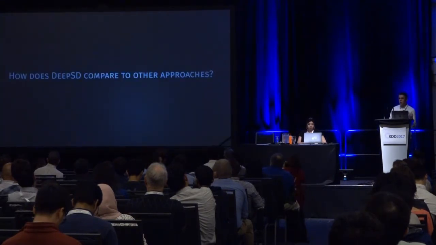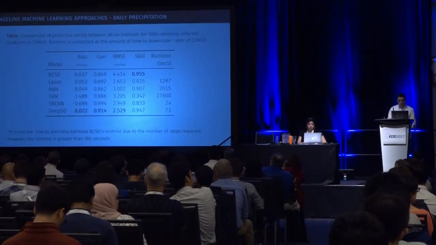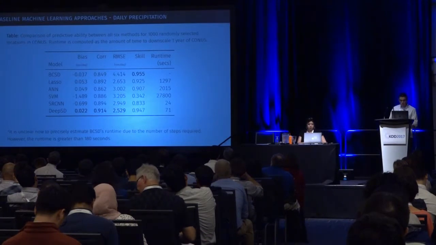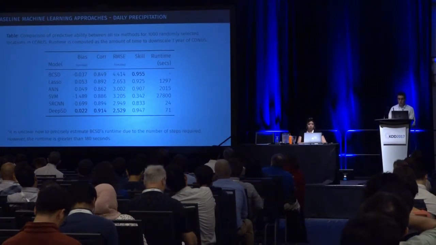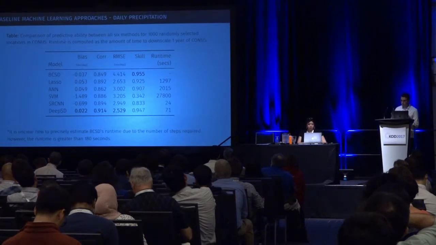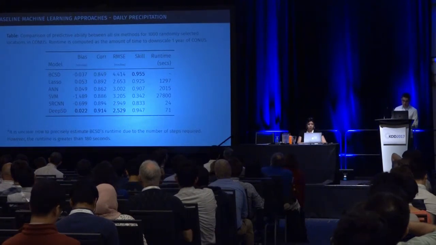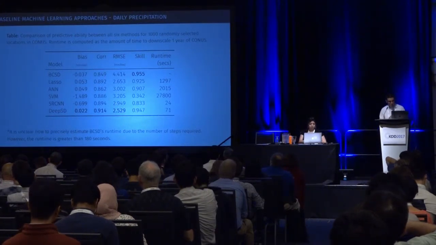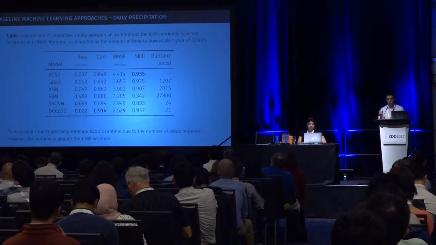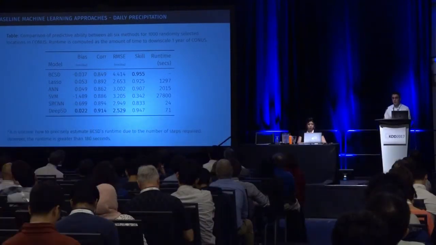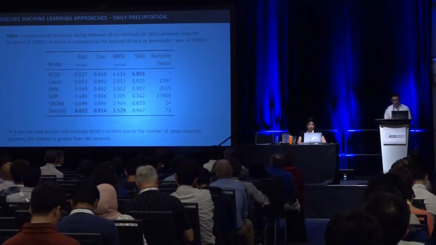So how does this compare to other approaches? Some baseline approaches that we're going to compare to. So BCSD is the Bias Correction Spatial Disaggregation approach. This is a quantile mapping. LASSO is just a sparse regression. In artificial neural networks, that's just a regular ANN that's fully connected. In SVM, SRCNN, so this is one network doing the 8x resolution increase. And then our model DeepSD is doing the stacked approach.